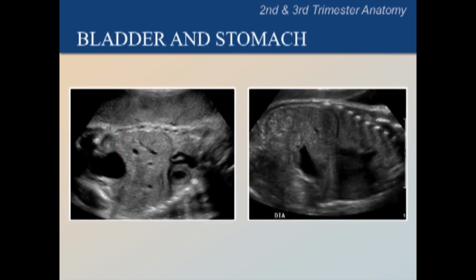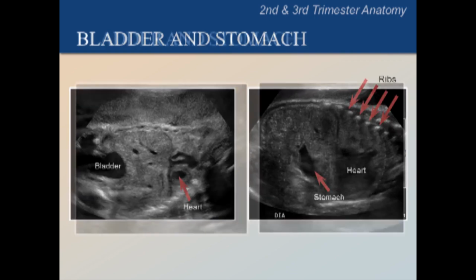It is sometimes easy to confuse the bladder and the stomach. Both are anechoic. The bladder is low near the legs. The stomach is high near the ribs. We point out the heart in both of these images to further help orient you.